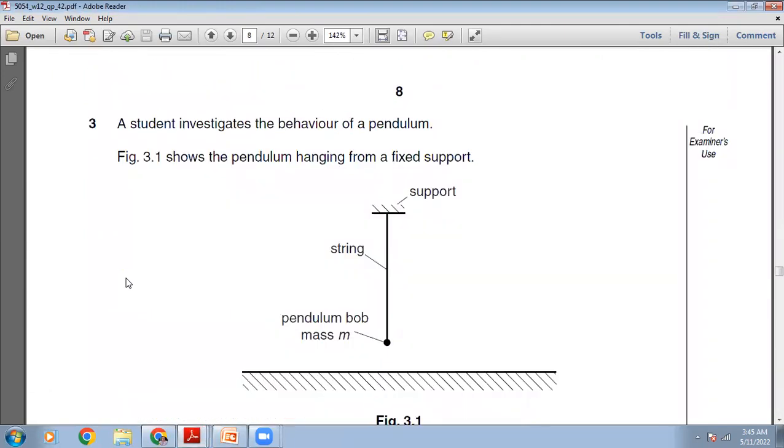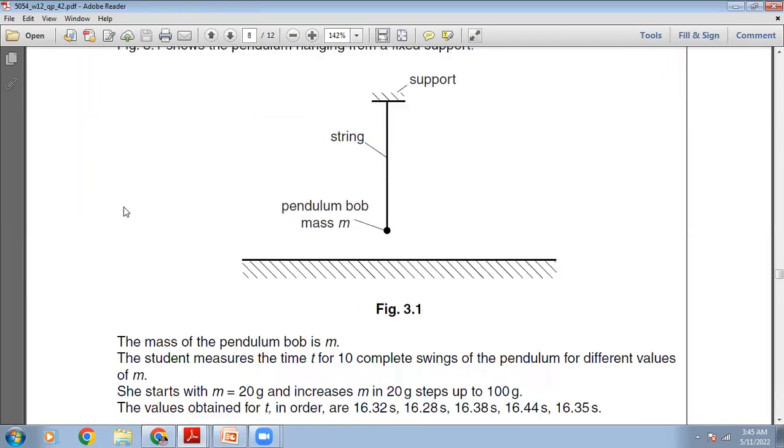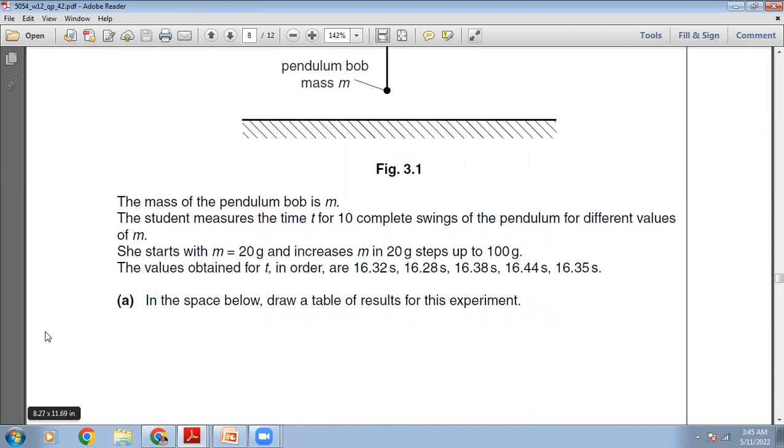Here we have, a student investigates the behavior of a pendulum. Figure 3.1 shows the pendulum hanging from a fixed support. So here this is a fixed support, and here is the thread, and here we have a bob, and its mass is m. So it can vibrate like this. The mass of the pendulum bob is m.